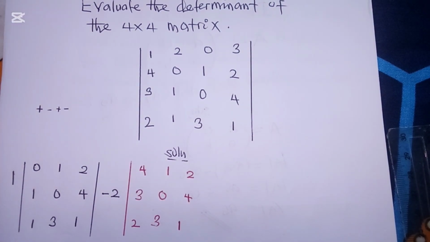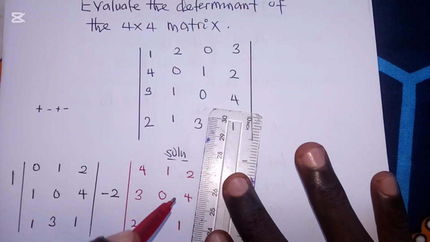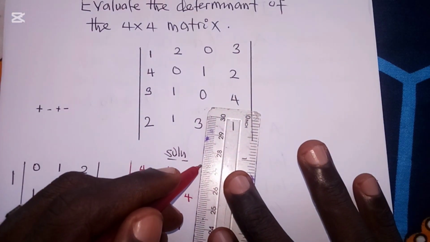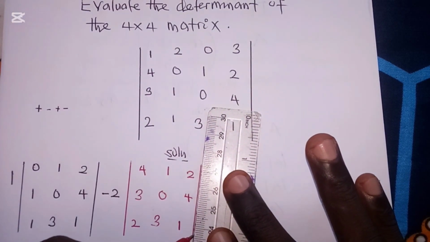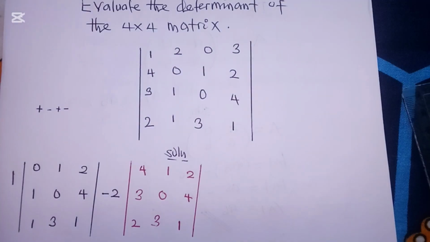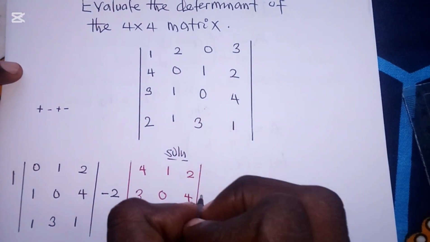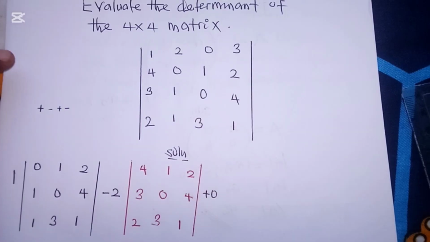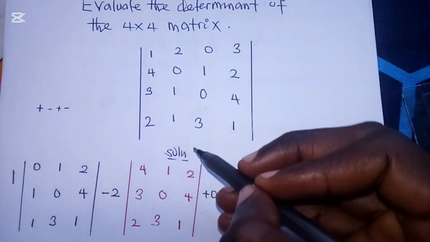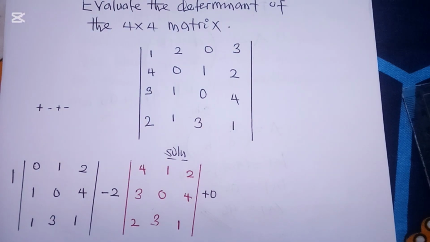Okay, let's just watch till the end. We will arrive at our answer. Then now we are taking right away the next number, that is 0. This is plus 0 now. Taking plus 0, it means we have to ignore this row and the column where this 0 belongs.